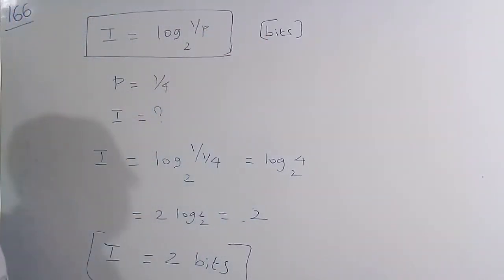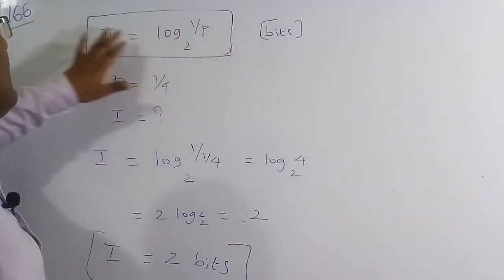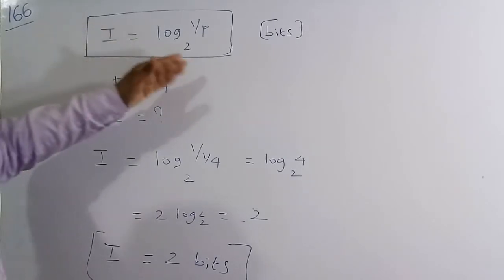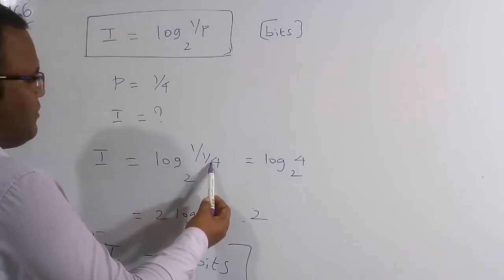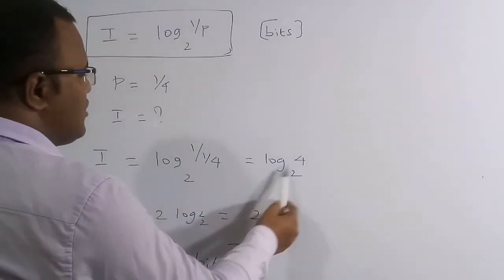The unit of I is bits. So we know the value of P and we need to figure out the value of the information. So blindly substitute the values here. I is equal to log 1 by 4 with respect to base 2. So 1 by 4 is nothing but 4 inside the log, with the sign flipped. So log 4 base 2.